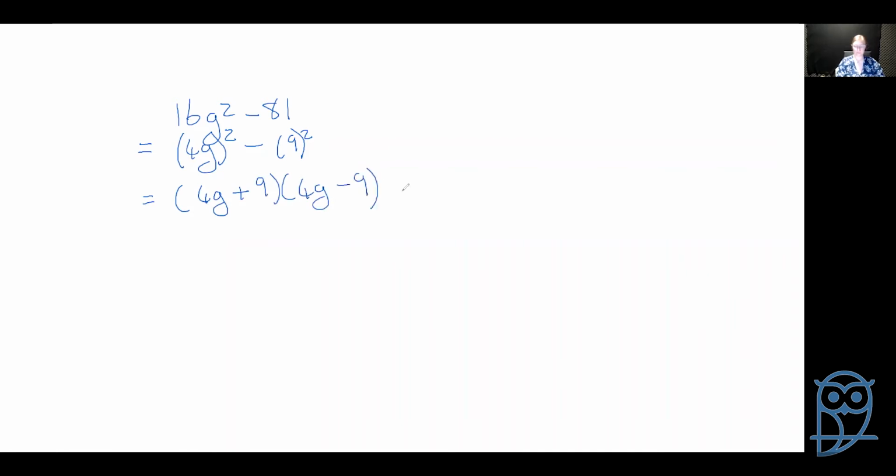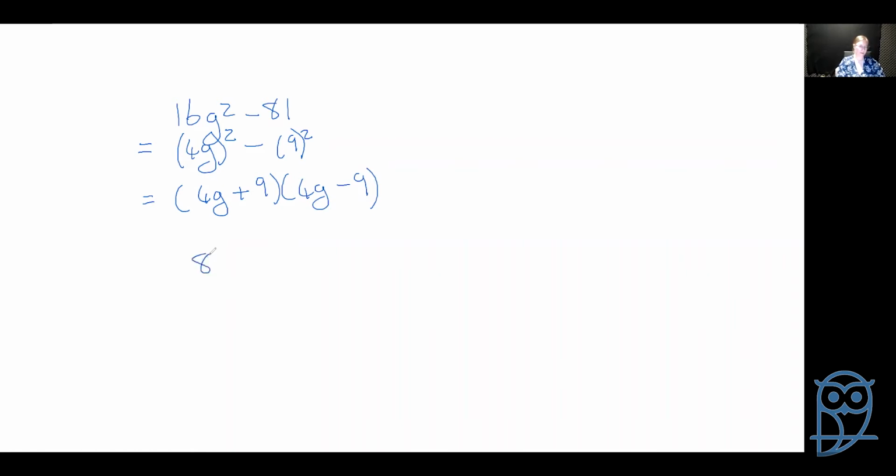So another example, 16g squared minus 81. So here you can see that we've got numbers along with our g. So let's just turn this into something slightly more understandable. This is 4g squared. 4 squared gives us 16, g squared gives us g squared. Great. And then our 81 is 9 squared. Okay. So if we separate out our brackets, we have 4g plus 9, and we have 4g minus 9.